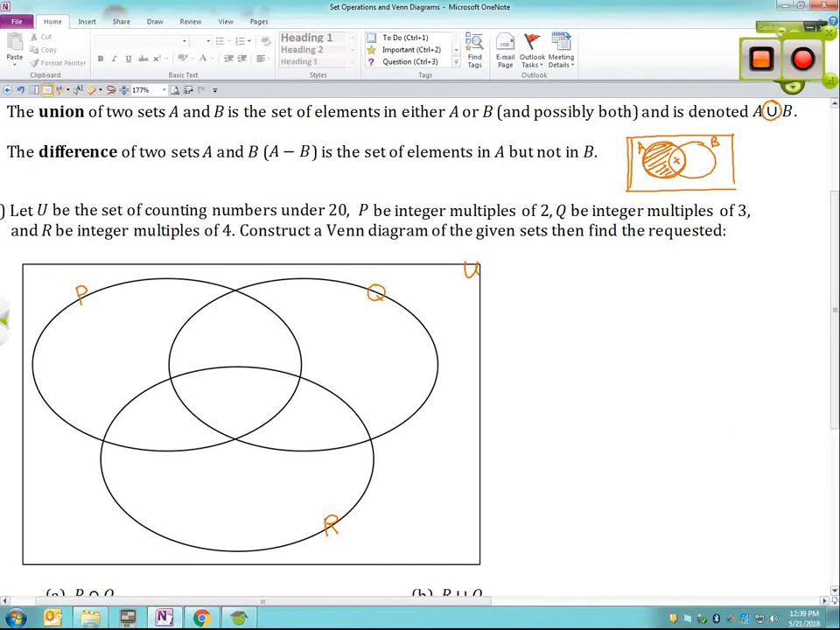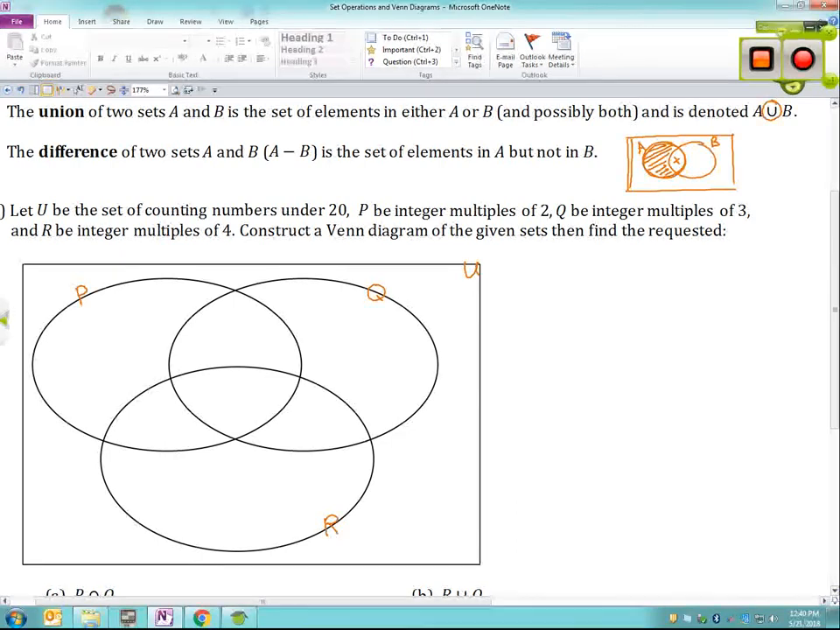Okay? What we want to do first to answer the questions below is create a Venn diagram, meaning we need to place all of the values from 1 to 19 into their appropriate spaces. And we can't have a number that's in more than one, we can't write a number more than once, so we need to figure out, does it go in an overlap? Is it just in P? Is it just in R?